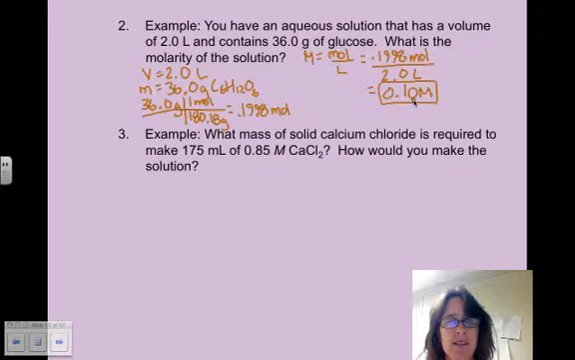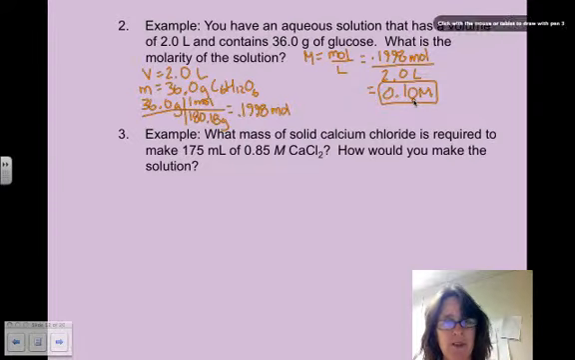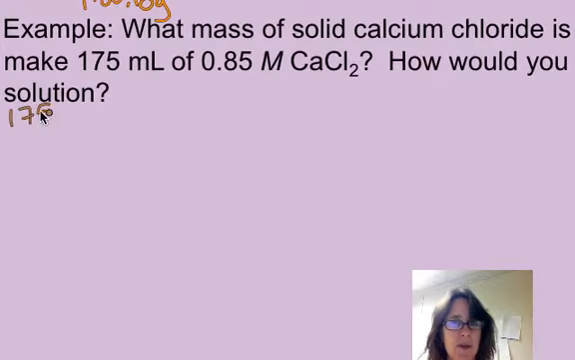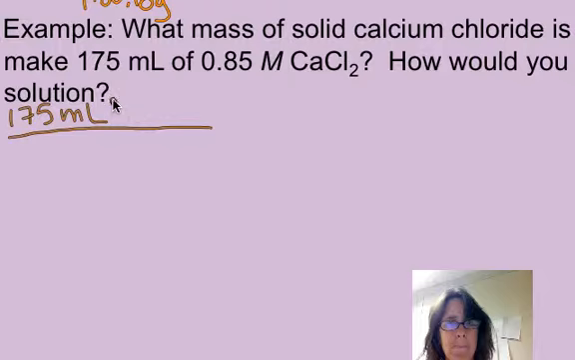Okay. What mass of solid calcium chloride is required to make 175 milliliters of 0.85 molar calcium chloride, and how would you make the solution? To do a problem like this where they want to know what mass you need, you always want to start with the volume. So here's our volume, 175 milliliters. I see that whatever color this pen is supposed to be doesn't look so good on my light purple background, but oh well. I'm converting it into liters.